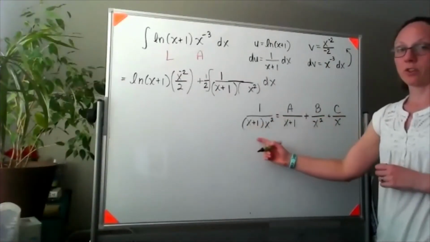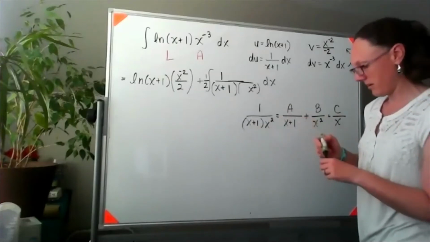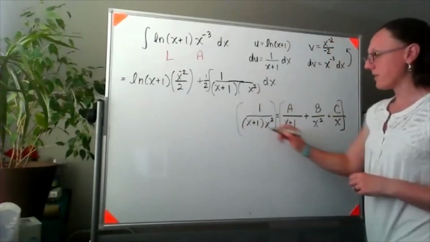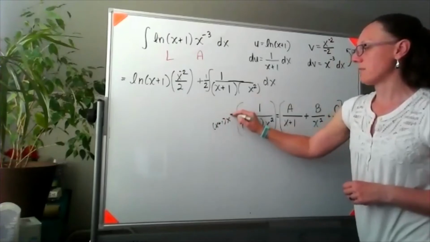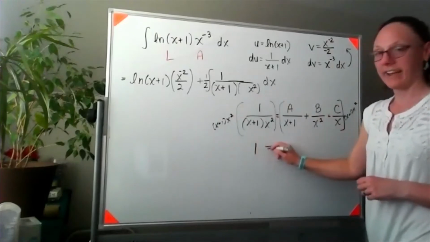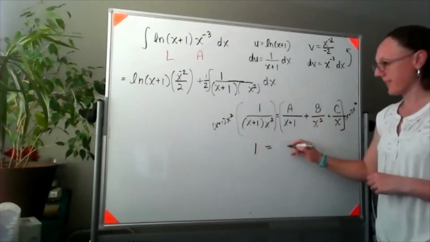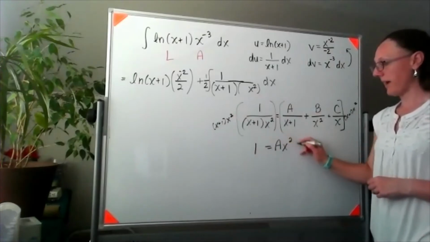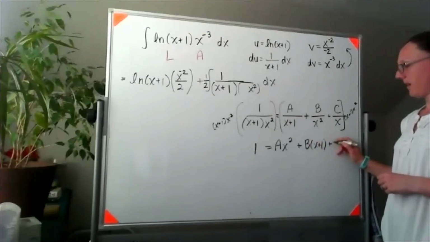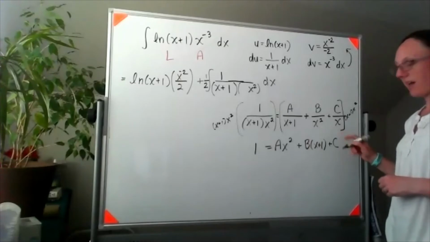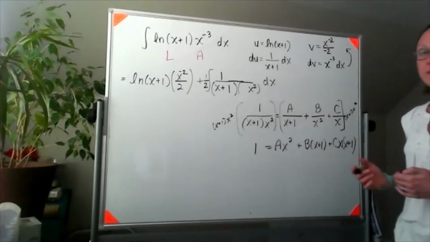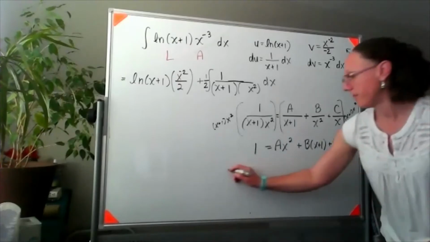If I multiply everything through by my common denominator, and that common denominator was x plus 1 times x squared, on the left-hand side, I get 1. And when I distribute that out on the right-hand side, A will need to be multiplied by x squared. B will only need to be multiplied by x plus 1. And C, one of those 2 x's will cancel out, but I'll still be left with an x and an x plus 1. This leaves me with 2 nice numbers to plug in.